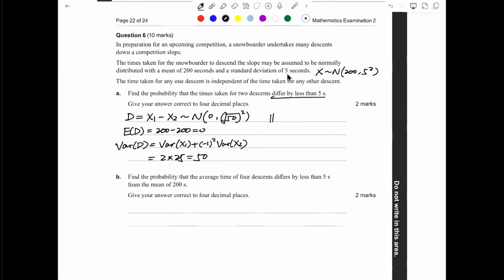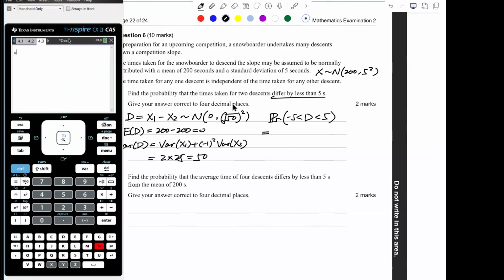If it's differing by less than 5, you could have, let's say, the difference between minus 5 and 5, because you never know which one is larger. So you can use the normal distribution: minus 5 to 5, mean 0, standard deviation square root of 50. So the final answer is 0.5205, to 4 decimal places.